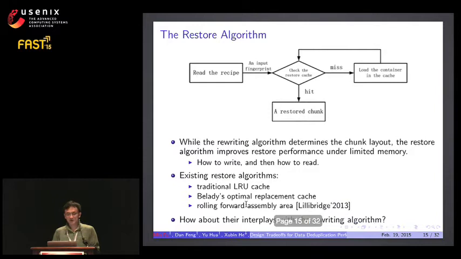The restore algorithm is to reconstruct a backup stream efficiently, while the rewriting algorithm determines the chunk layout, determines how to write, and the restore algorithm determines how to read. An efficient restore algorithm will improve the restore performance under limited memory. Existing restore algorithms include the traditional area cache, Belady's optimal replacement cache, and the rolling forward assembly area. We will examine their interplays with the rewriting algorithm.